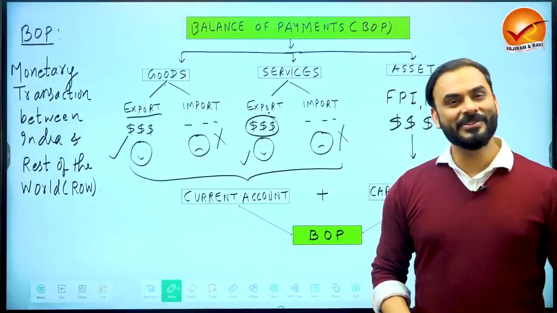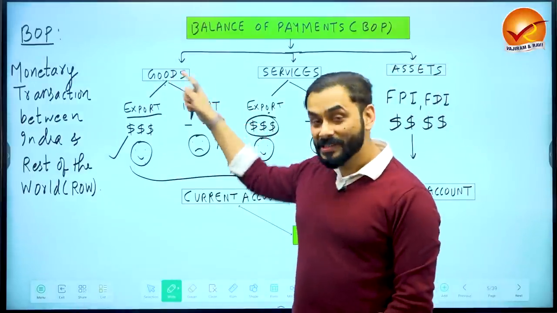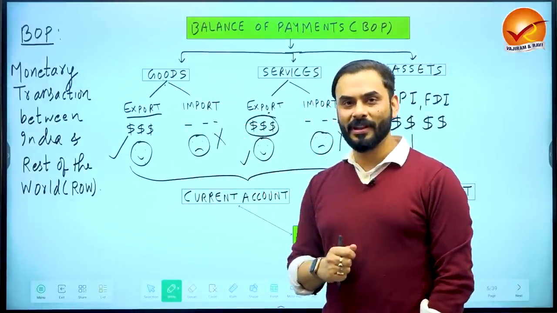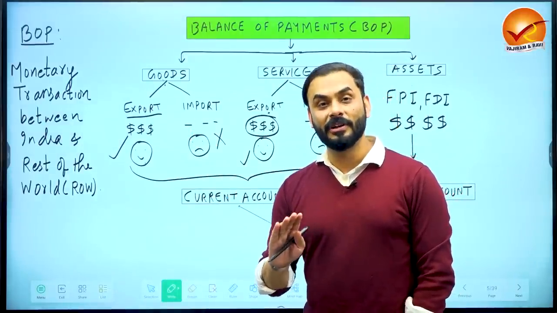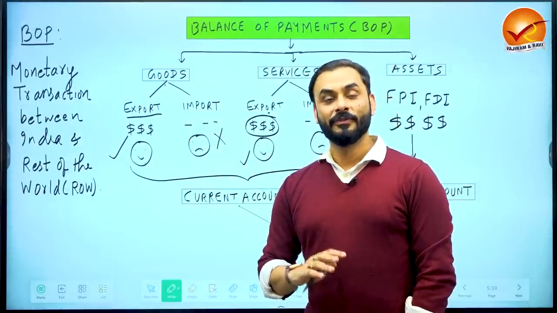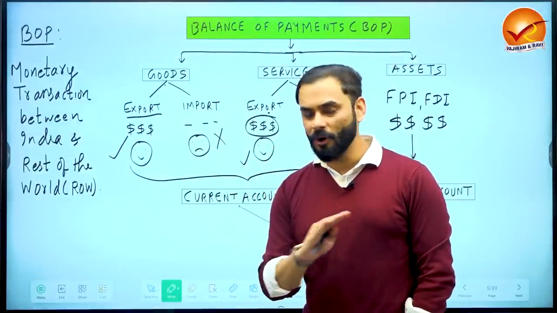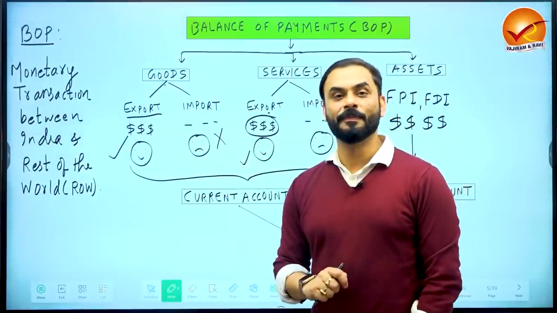So when somebody asks you a question that you are saying that when you are exporting goods, you are happy, and when you are importing goods, you are not happy, then why are you importing? We are importing because no single country in the world can produce everything. We always depend on others for something or the other. We cannot produce everything, right? So yes, this export and import will go on.